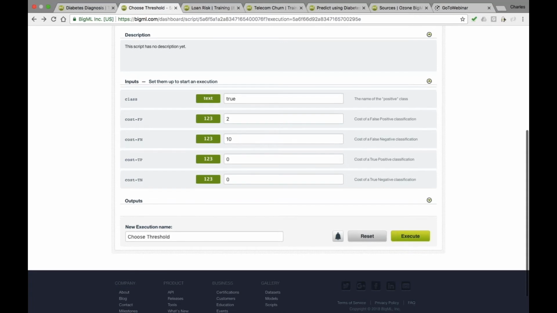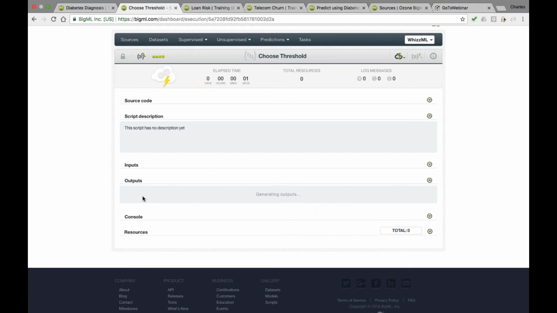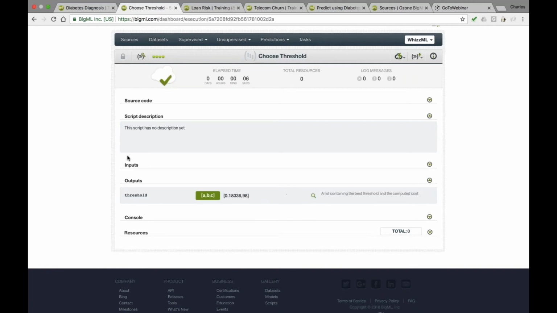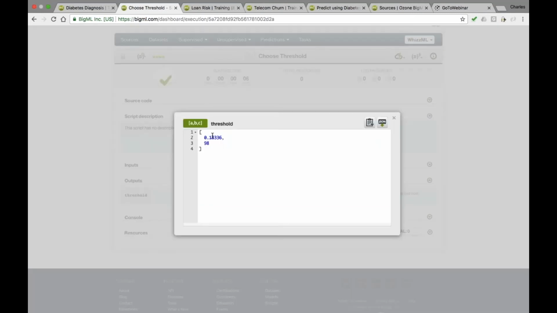And so if I execute this script, it's just going to go through all of the possible thresholds in that evaluation, and it's going to tell me what the optimal threshold is for that, given those costs. And so here, you see exactly that. Here it's saying that the optimal threshold is 18%, given those costs, and then the lowest cost that it found is 98. And so this is pretty slick, right?